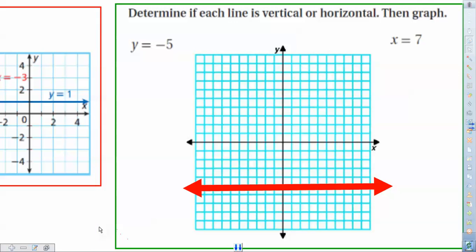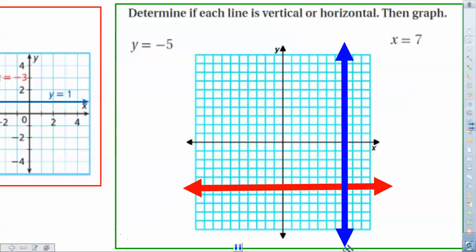Okay. So now, for the other line, let's graph a line where every x-coordinate is going to be 7. If every x-coordinate needs to be 7, that's going to give us a vertical line right about there, right? Beautiful.